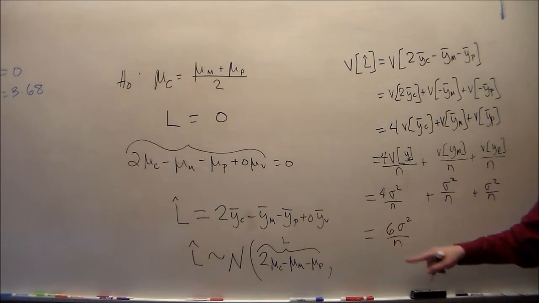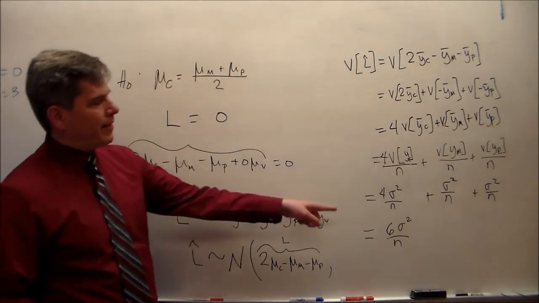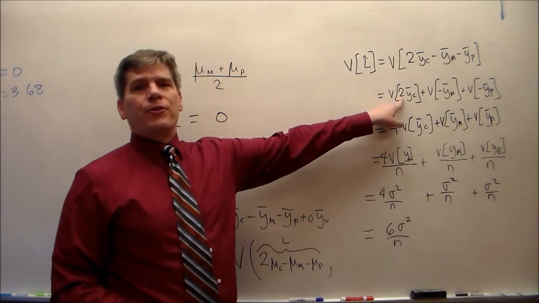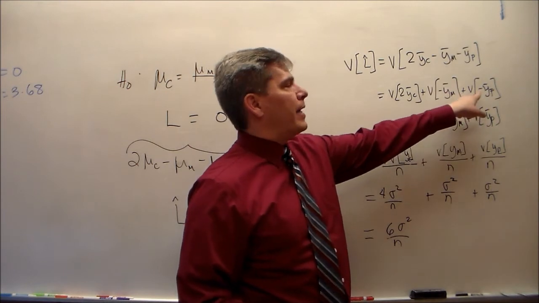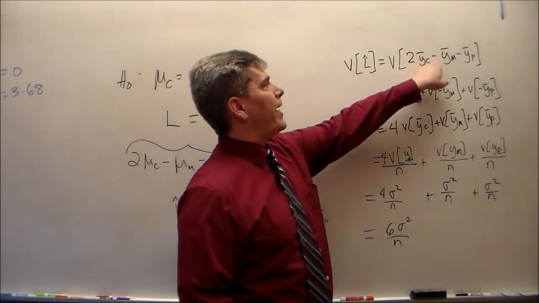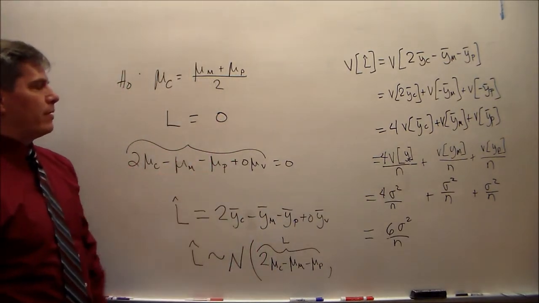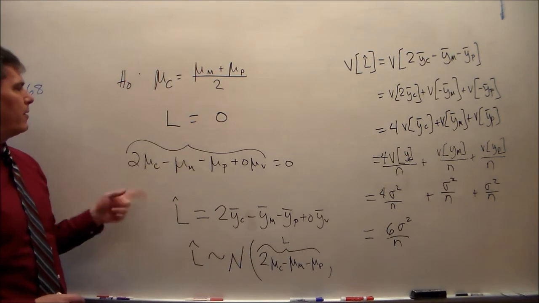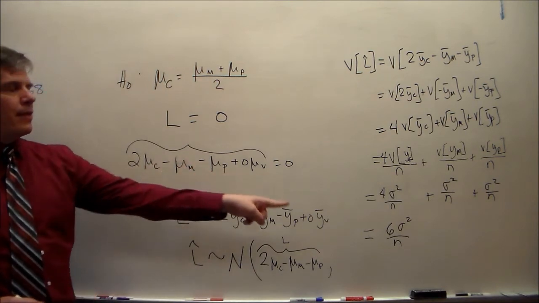Where did this 6 come from? Trace it back. The 6 was 4 plus 1 plus 1. The 4 came from 2 squared. The 1 came from negative 1 squared. And the other 1 came from negative 1 squared. Where did the 2, the negative 1, and the negative 1 come from? They came from our contrast. So this 6, we could figure out all the way back from our initial contrast: 2 squared plus negative 1 squared plus negative 1 squared, 4 plus 1 plus 1, is our 6.